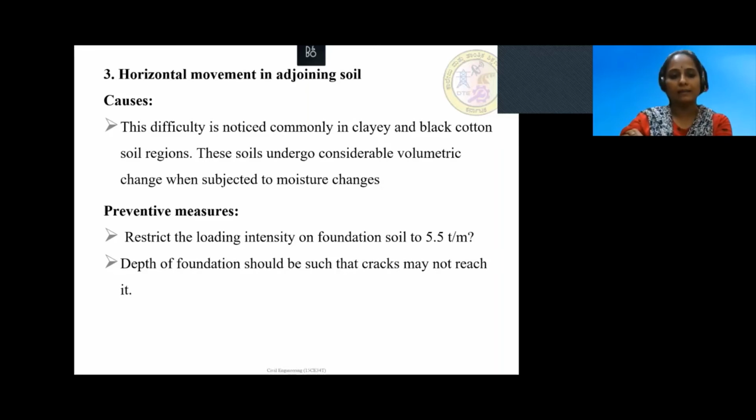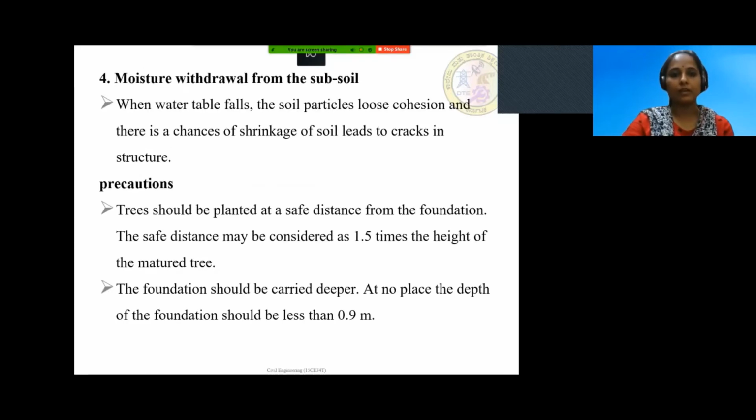Okay. Again, in the next point, the depth of a foundation should be such that cracks may not reach it. Means the depth of the foundation should be increased to a minimum of 0.9 meter, even more than that, to achieve the full strength of a foundation. Okay, we'll move on to the next slide.